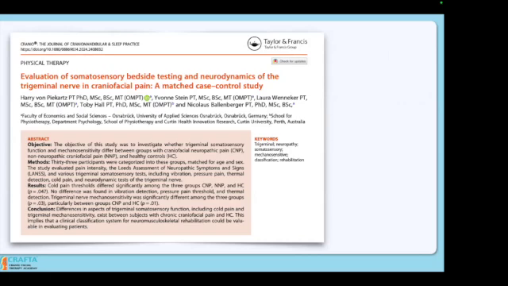Harry van Piekaerts already had a very interesting article here with some other colleagues about evaluation of the somatosensory testing, what we can do about neurodynamics within the trigeminal nerve, within the craniofacial area, a matched case control study, where he already discussed within his group a classification like the one we talk about today. So maybe that's an interesting article also to read.